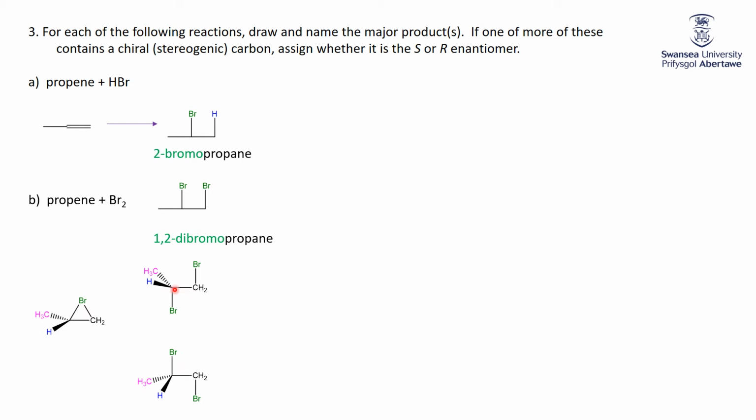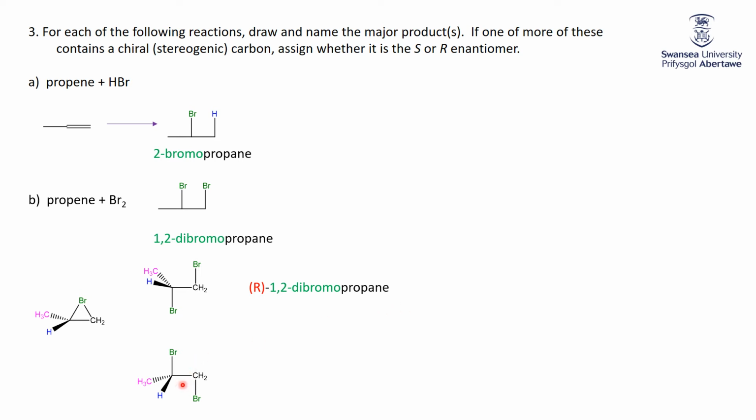Now let's look at this carbon 2 and think about assigning priorities. Obviously, bromine is the best. CH2Br is the next best. CH3 is the number 3. So we're going 1, 2, 3. So that's going, of course, anti-clockwise. But the trouble is we've drawn this with the hydrogen coming out at us. So hydrogen going away from us, anti-clockwise is S. Hydrogen coming out at us, anti-clockwise is R. So this is the R-1,2-dibromopropane.